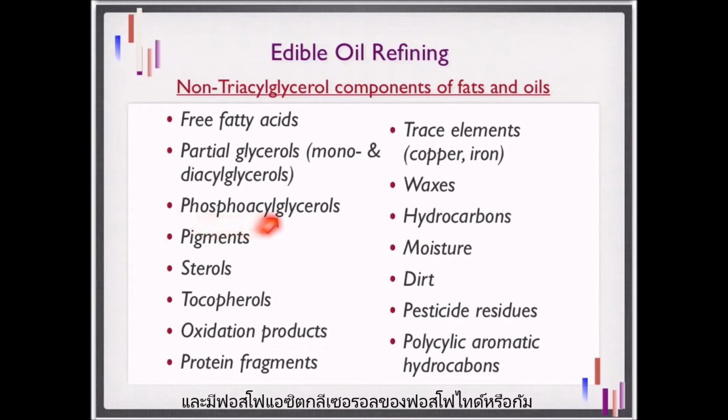Then we have phosphoacylglycerol or phosphatides. This is what we call gums in the oil, which give a viscous property to the crude oil. And other components such as pigment, sterol, tocopherol, oxidation products, protein, and the trace elements. The trace elements such as copper and iron are actually pro-oxidants, which can promote oxidation in the oil. So we need to remove these to avoid oxidation of the oil. And we have other components such as waxes, hydrocarbons, moisture, dirts, and others.